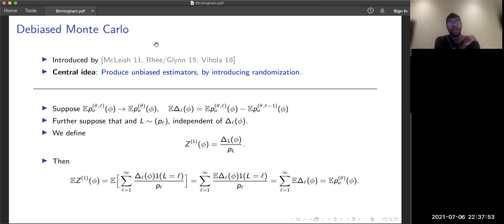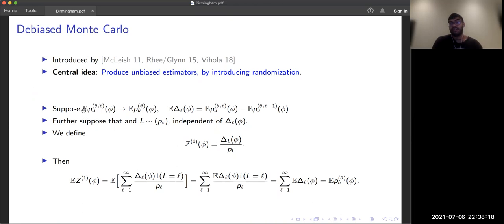And the central idea behind this de-biased Monte Carlo scheme is to produce unbiased estimators by introducing the notion of randomization. I'm going to give you a very simple demonstration of how they actually do this, in their original work of Rhee and Glynn, which is demonstrated on this slide and the next slide as well. So let's say that we're interested in this expectation, which I've shown throughout the presentation at level L.